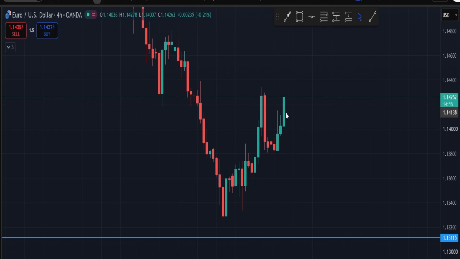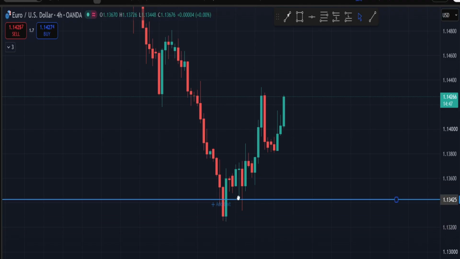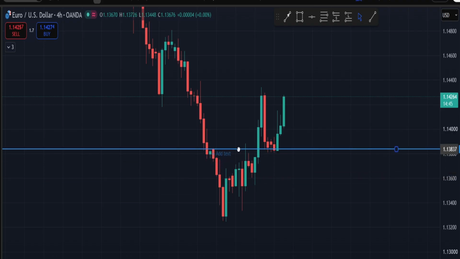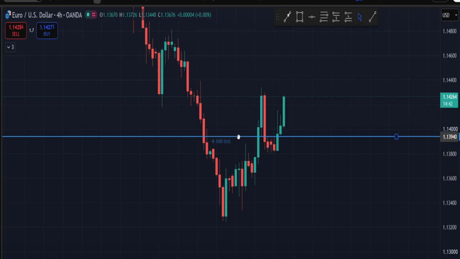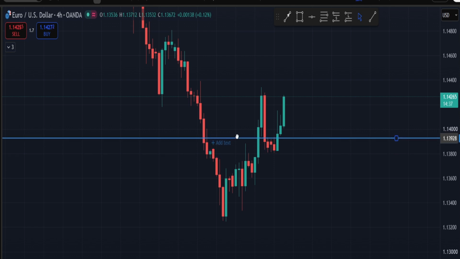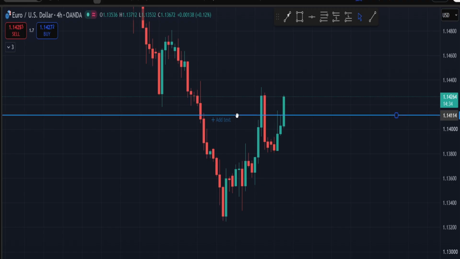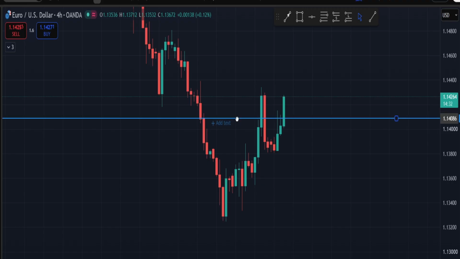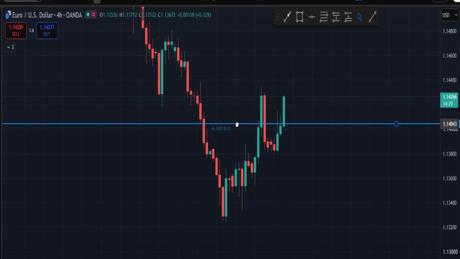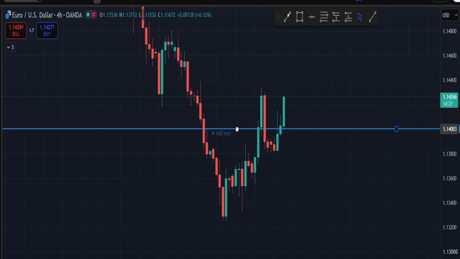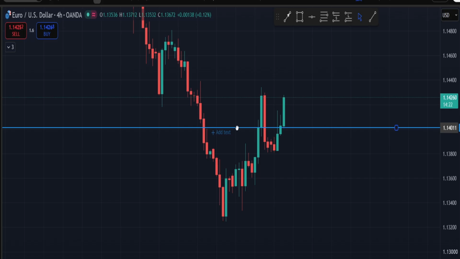I think, let me check my chart again and see where I entered the trade from. I think I entered the trade from 1.14015. Let me see if I can spot that on the chart here. 1.14015. Yeah, it should be around this zone. So I entered the market somewhere in this zone, right?